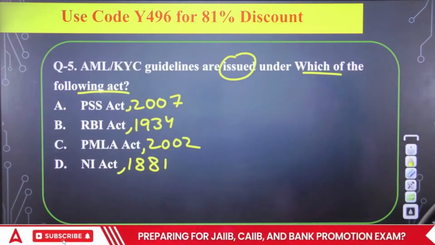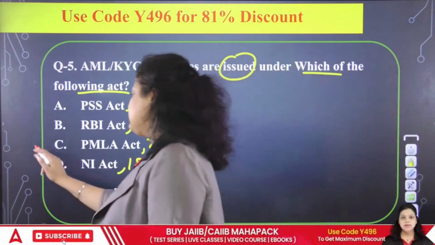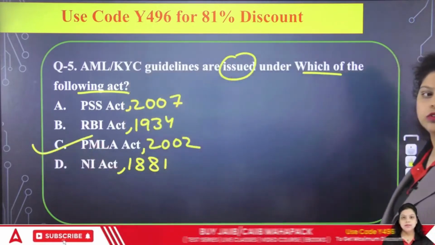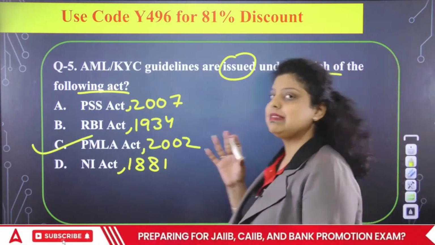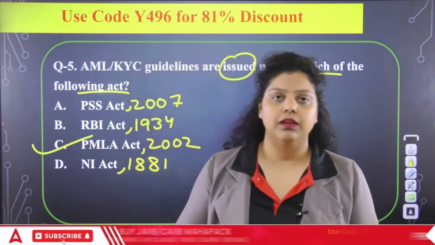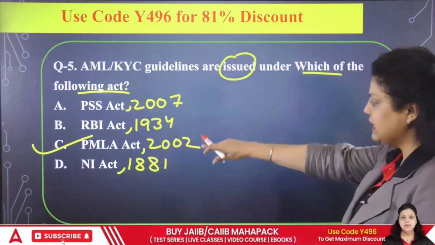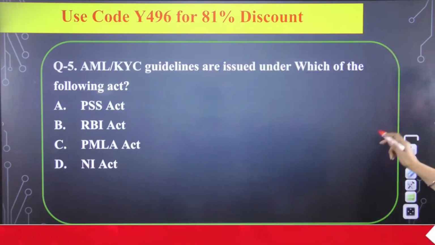So the right answer for this particular question will be C. Obviously C, Prevention of Money Laundering Act 2002. Apart from this act, Banking Regulation Act is also there, in which limited guidelines about the AML KYC have been given. So here the right answer will be C, PMLA Act.